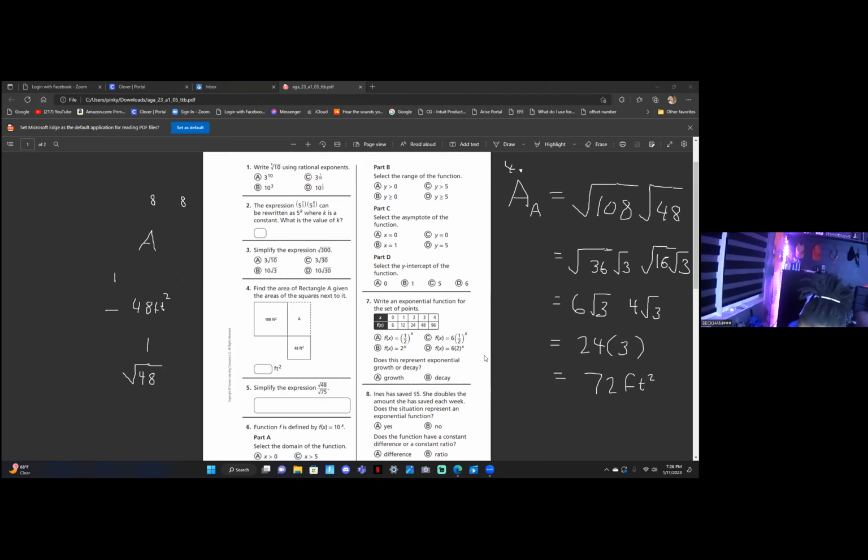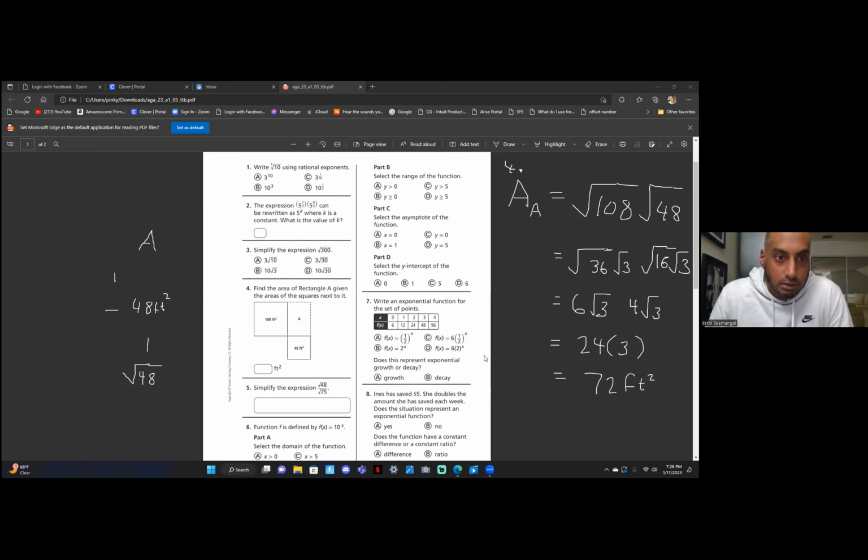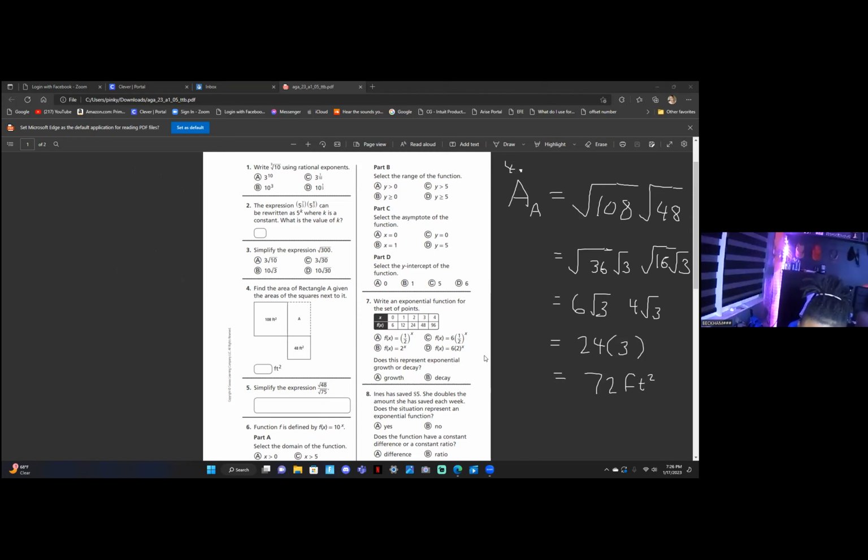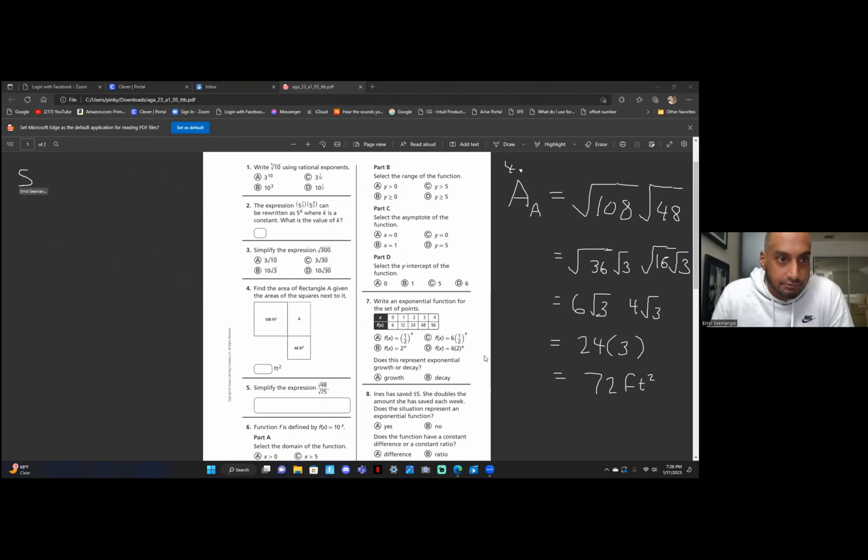8 and 6 are not perfect squares though, right? Simplify the expression. This is 5 here. 5 root 48 over root 75. How can we break down the 48? How can we break down the 75?